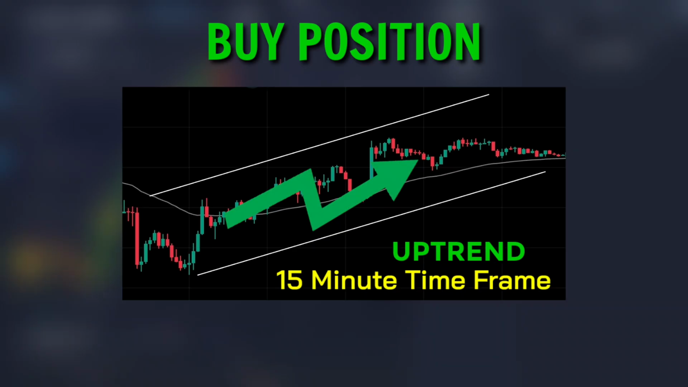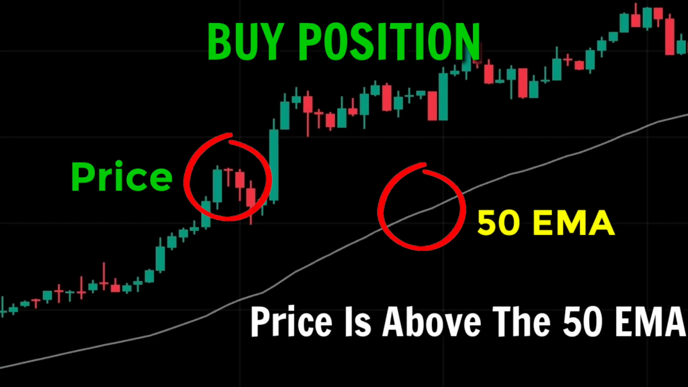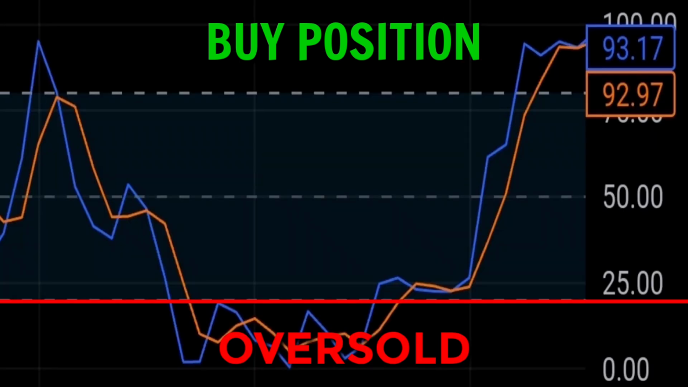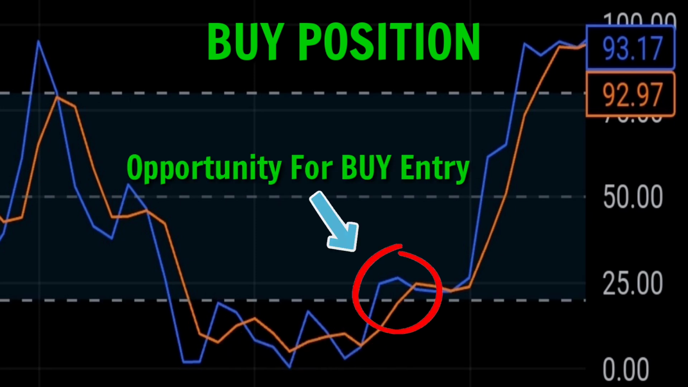Okay, so let's just recap on that real quick. In order to open a buy position, we need to see that the price is in an uptrend on the 15-minute time frame. Now, the second confirmation we need is to see that the price is well above the 50 EMA on the 1-minute time frame. We also need to see that the price is oversold on the stochastic oscillator, and once the blue line crosses above the orange line in the oversold zone, we know this is a good time to buy.